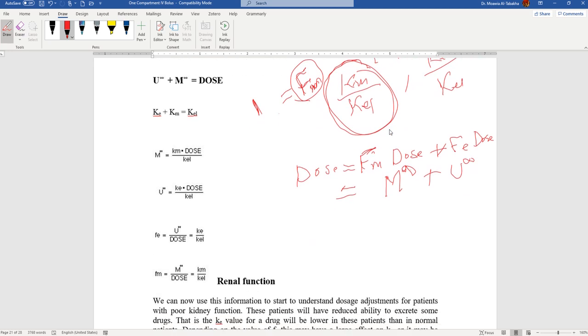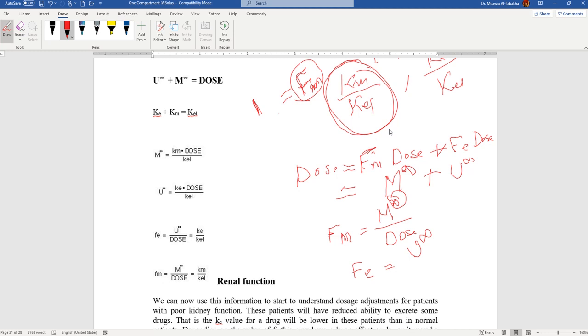I can also write Fm, which is the fraction excreted. I want you to understand this, okay, because there are different ways to express them. Fraction metabolized can also be equal to M infinity divided by the dose. And fraction excreted can also be U infinity, which is the total excreted. Infinity means total, that's what is meant here.